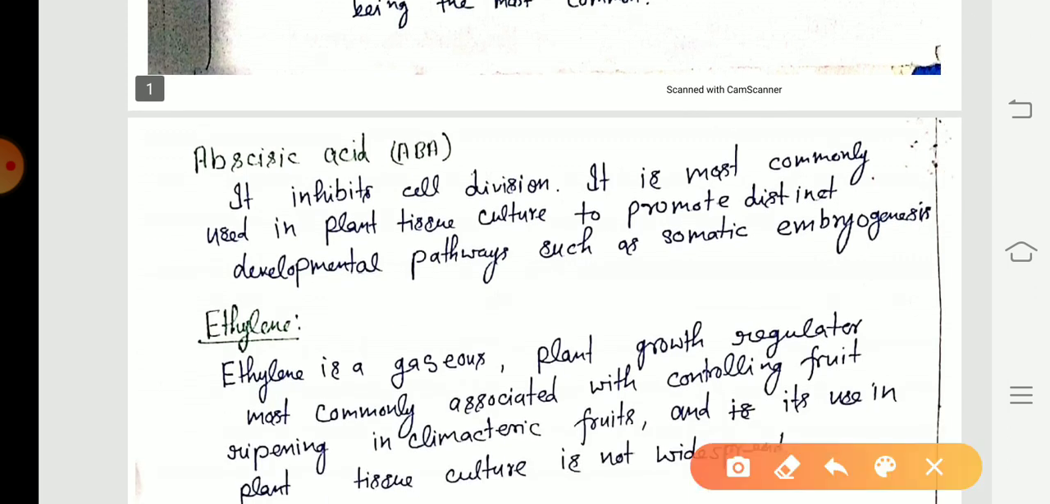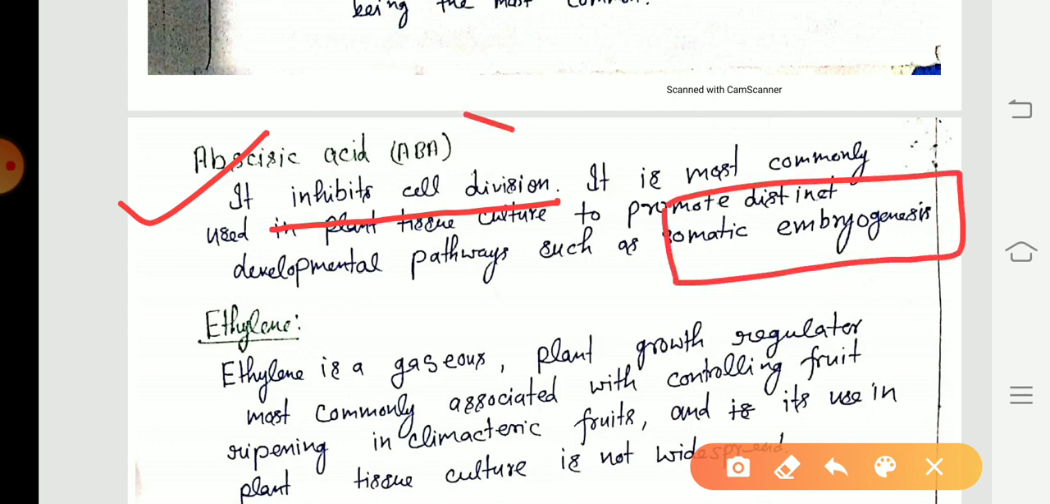Next comes abscisic acid. Abscisic acid inhibits cell division in the plant, and in this way, this hormone is mostly used in somatic embryogenesis.